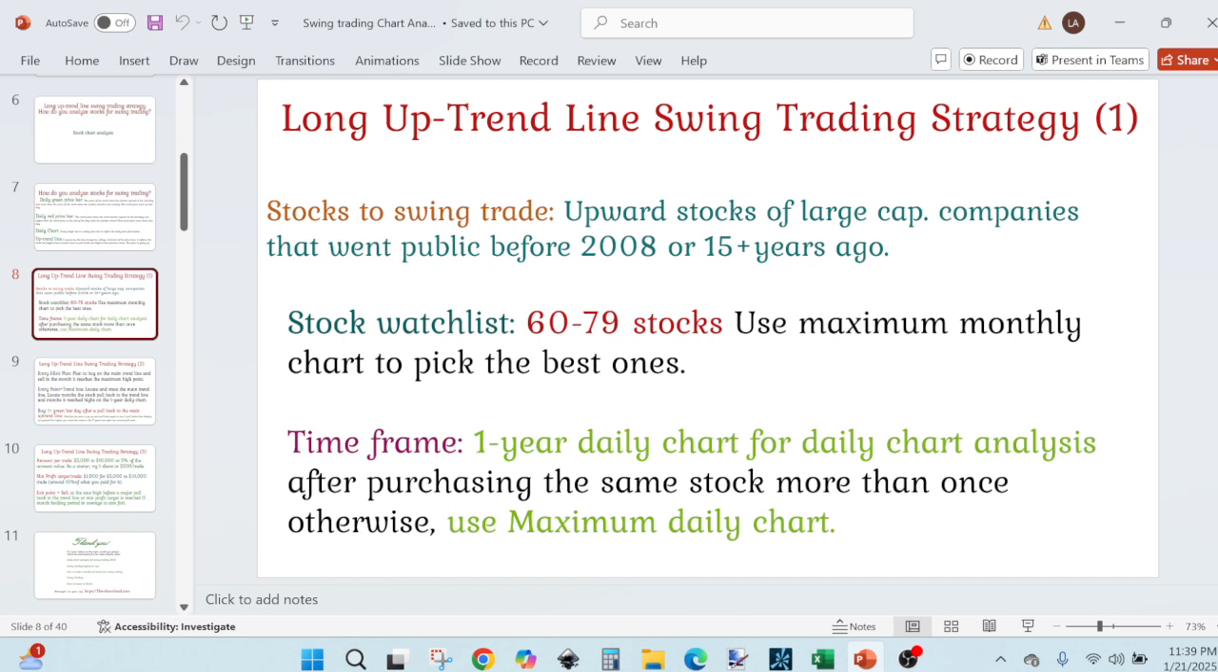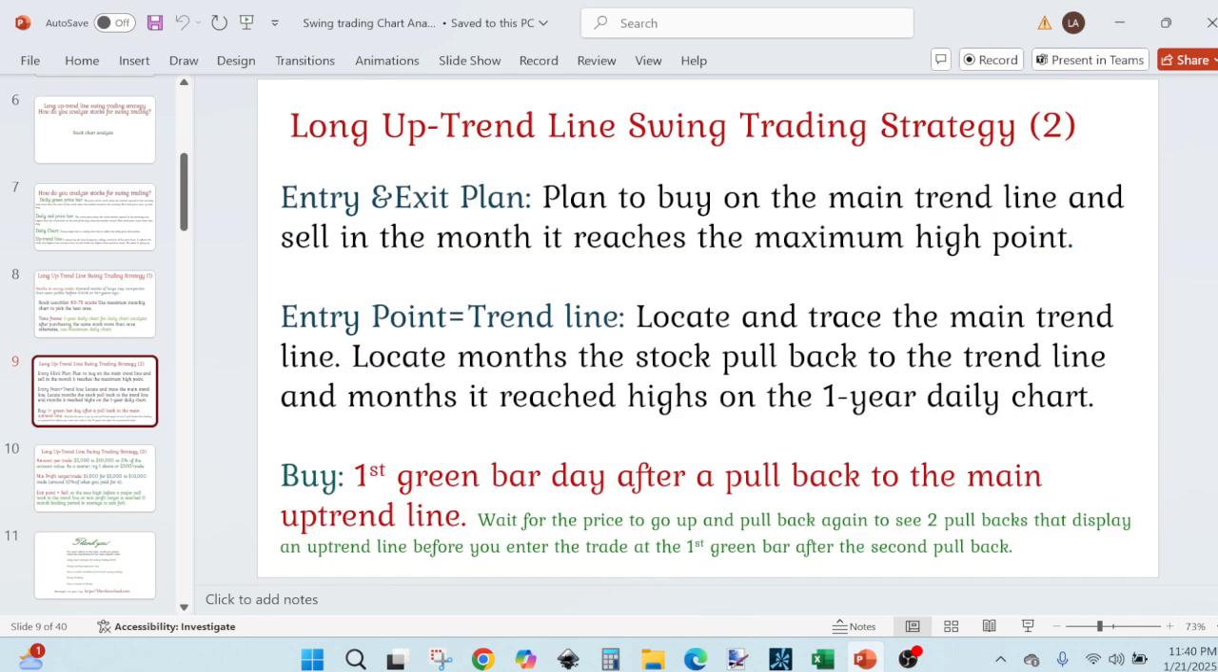So with this strategy, it's good to pick upward stocks because I feel like it works well with upward stocks, because the uptrend line, the support lines are upward, oblique or uptrend lines. Therefore, I will say that this strategy works with upward stocks. We have large cap on our watch list, 79 of them. And we talk about the chart to analyze.